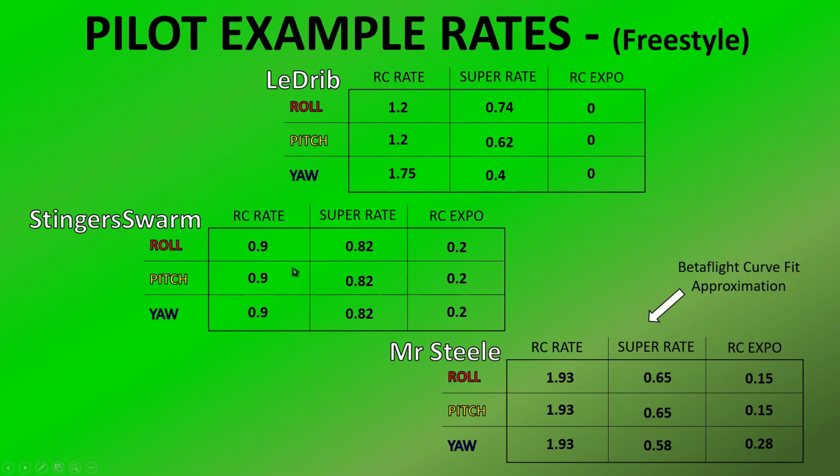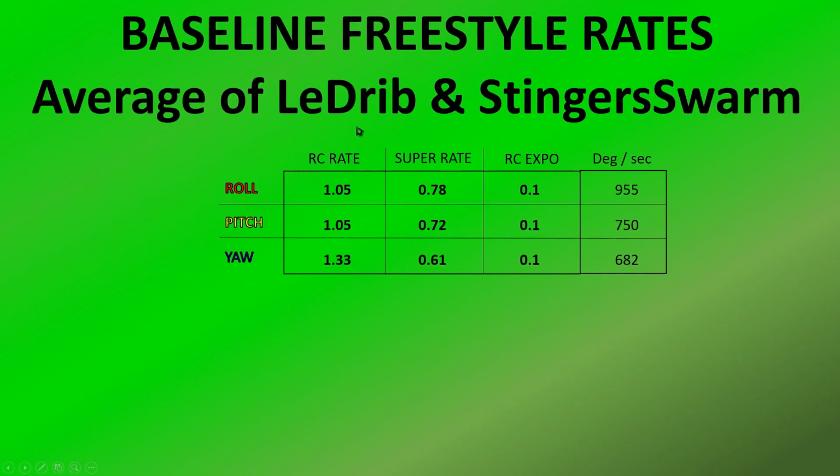So when we go ahead and average LeDrib and StingersSwarm rates together, what we end up with are these rates here. And when you insert these into the 3 columns of Betaflight, you end up with these degrees per second rotation for the roll, pitch, and yaw axis.